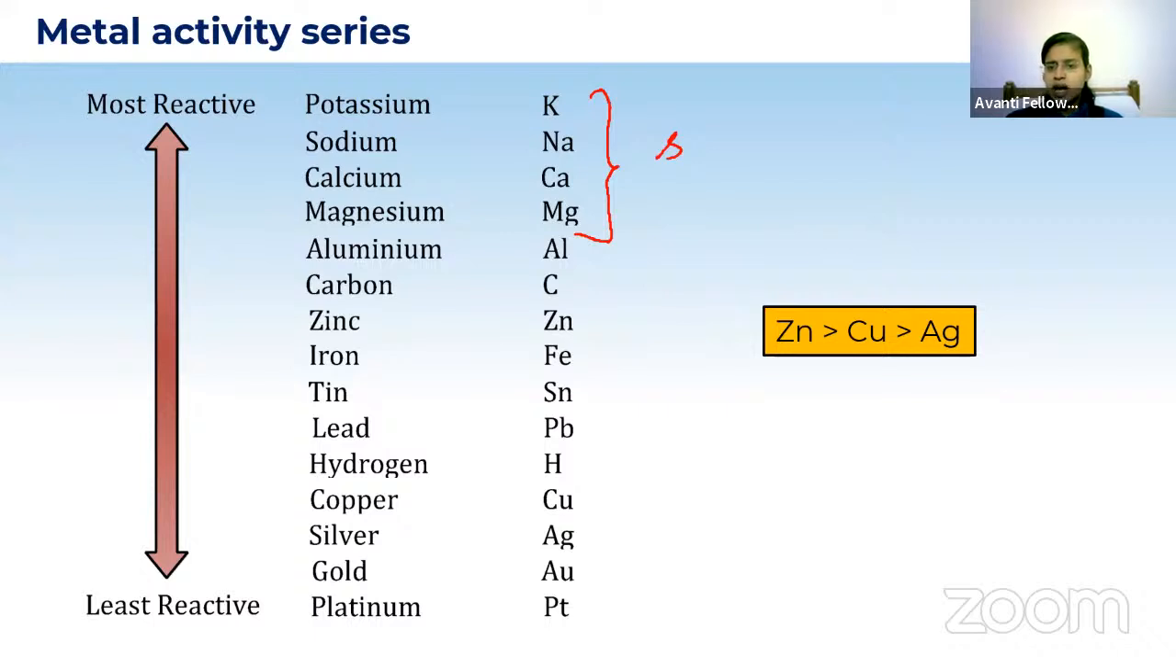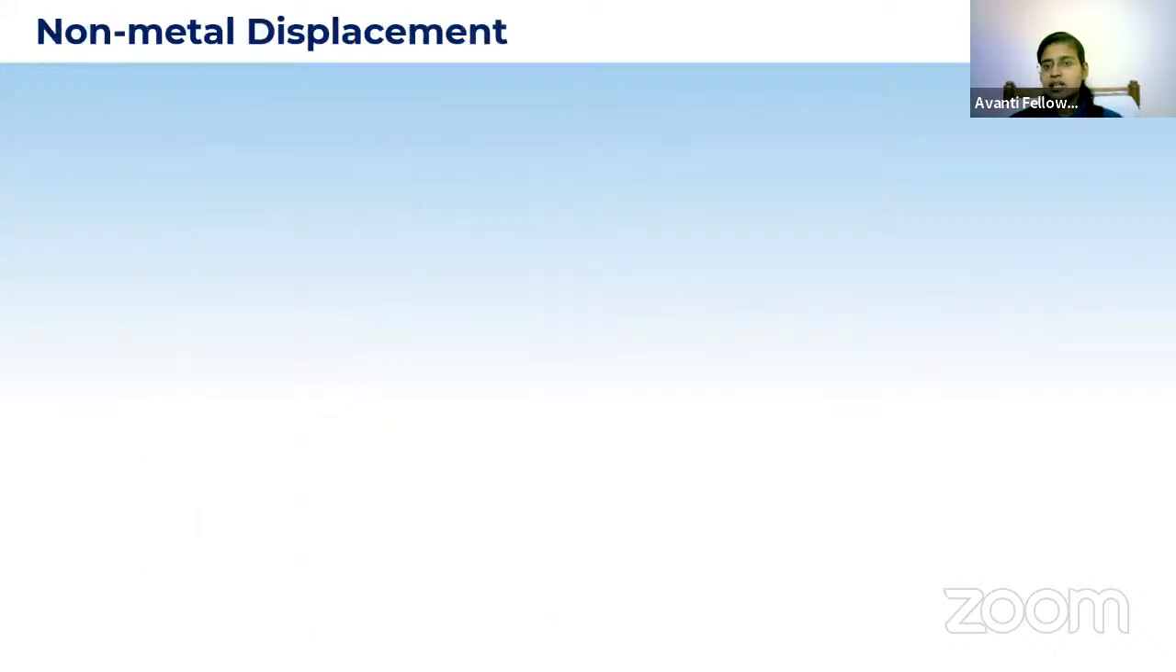And aluminium and carbon belong to P block. Then zinc, iron, tin, lead. So D block and P block combine and it will come like this. The very important order that you have to keep in mind is zinc, copper, and silver. Clear. Shall I go for the non-metal displacement? Any doubt in the metal activity series and metal displacement reaction? Shall we start with the non-metal?